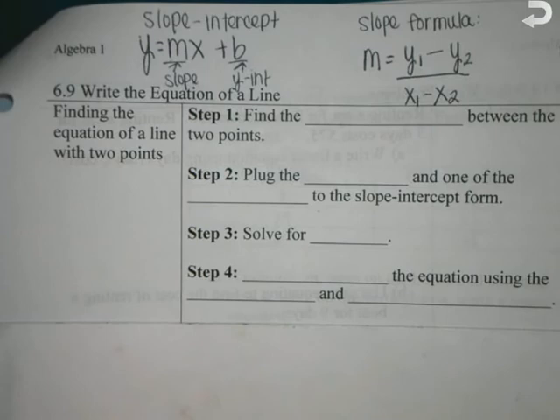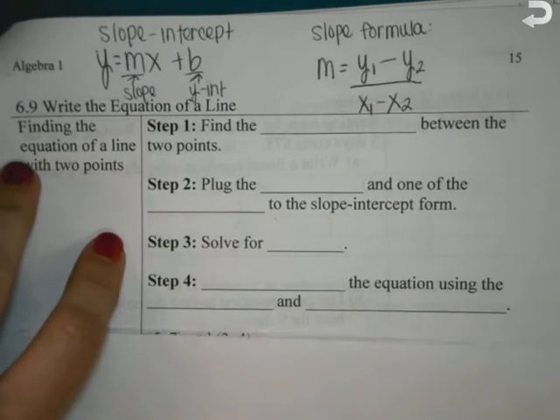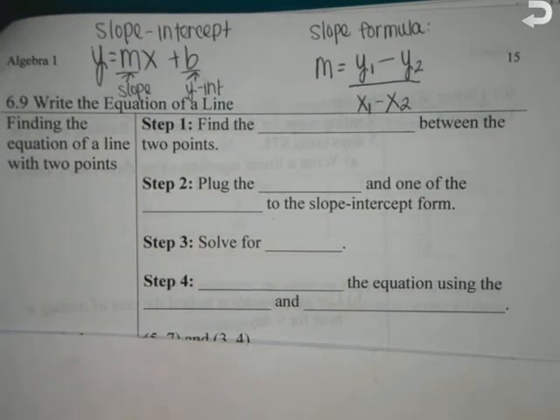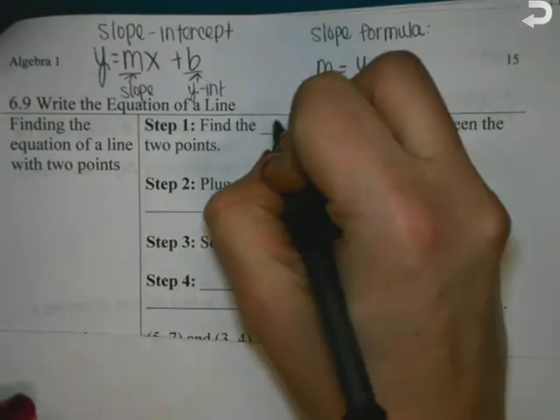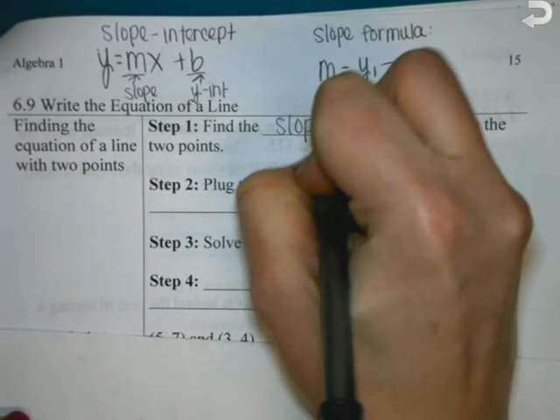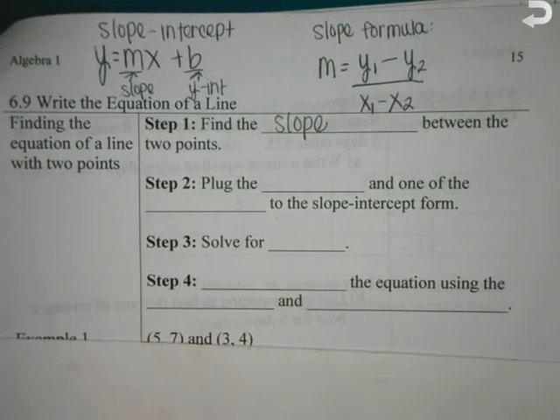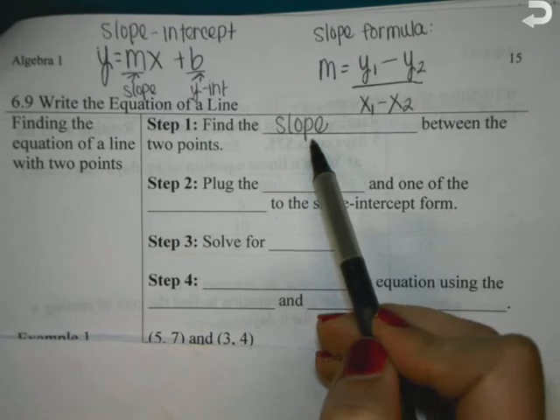Okay, so looking at finding the equation of a line with 2 points. We have a couple steps we need to do. The first thing we're going to do is we need to find the slope between the 2 points. So I'm just giving you 2 points. That's it. But when we were finding the equations, we were always given slope, right? Yes. So we first need to find what the slope is using the slope formula.